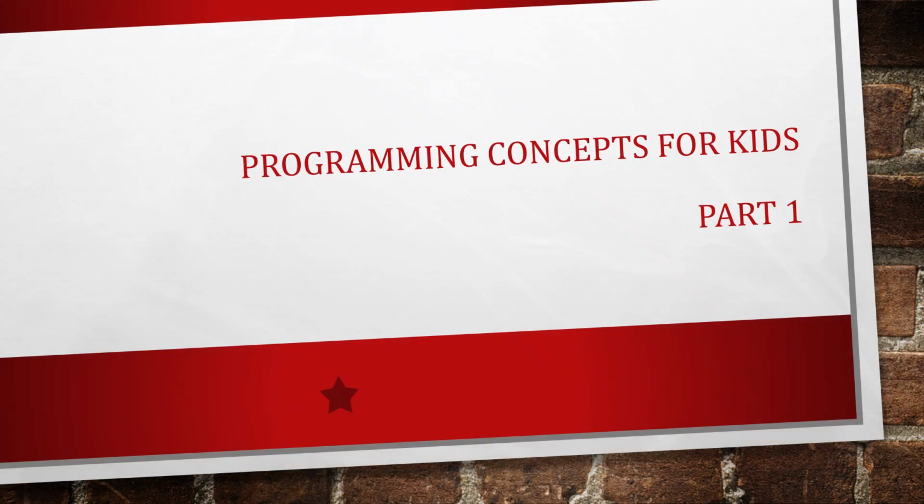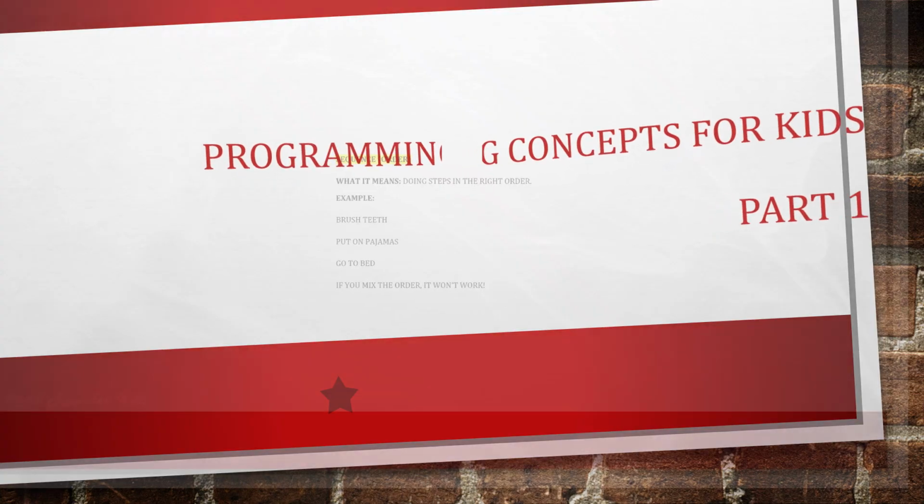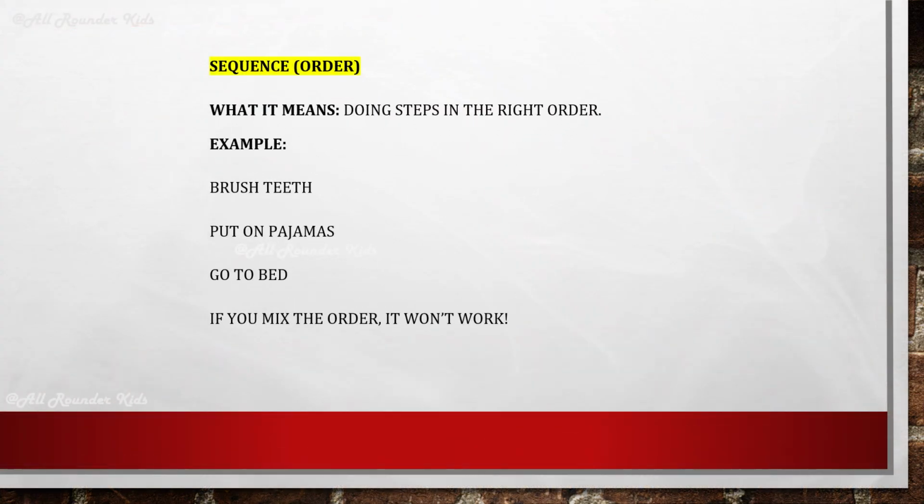Programming concepts for kids. Sequence, order. What it means: doing steps in the right order. Example: brush teeth, put on pajamas, go to bed. If you mix the order, it won't work.